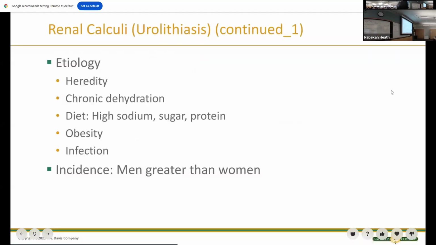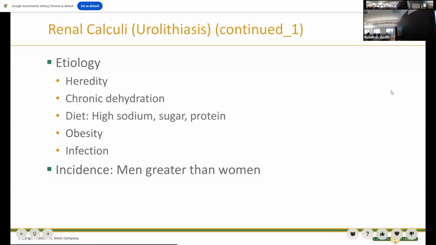So etiology means how does it happen? Why is somebody more at risk of having this, or what about them makes them at risk? So hereditary, right, just like if your parents have high blood pressure, you're more likely to have high blood pressure. Everybody has blood pressure. If your parents have kidney stones, you might be more likely to have kidney stones. It might just be part of your DNA, your genetic makeup.